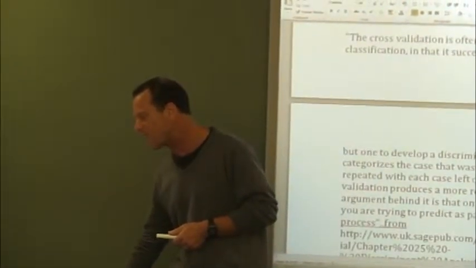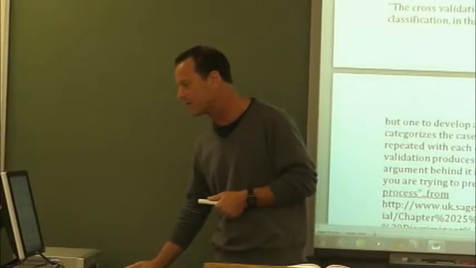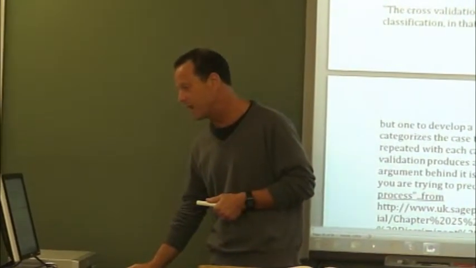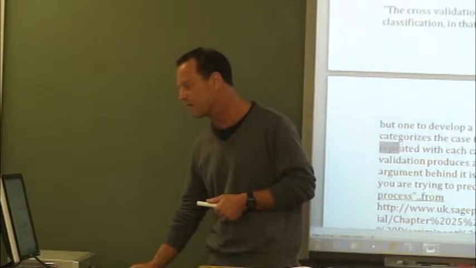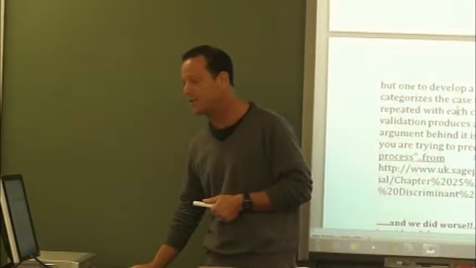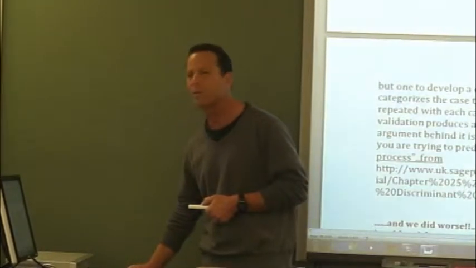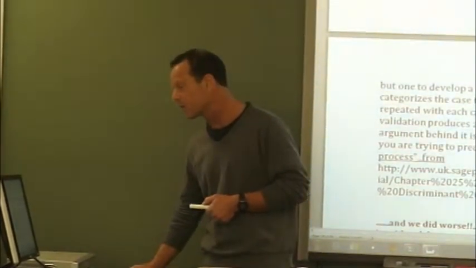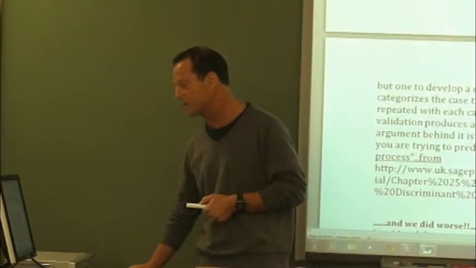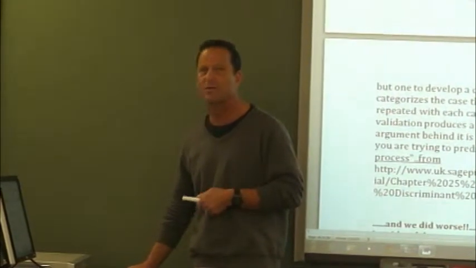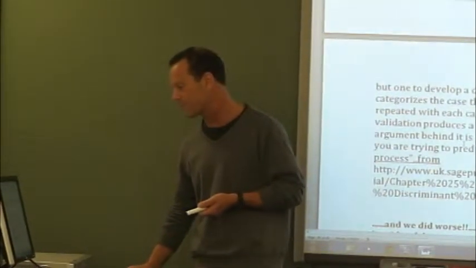It classifies all cases but one to develop a discriminant function, and then categorizes the case that was left out. This process is repeated with each case left out in turn. This cross-validation produces a more reliable function. The argument is that one should not use the case you're trying to predict as part of the categorization process. In other words, use all the other information.